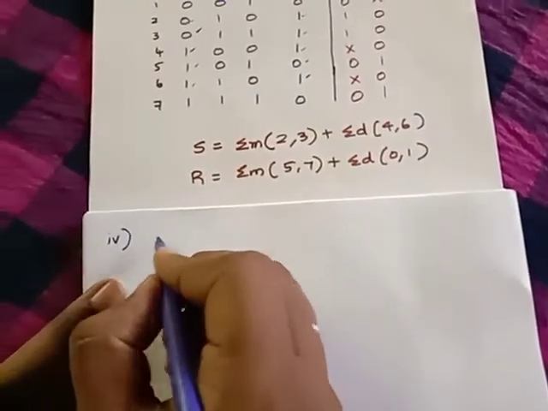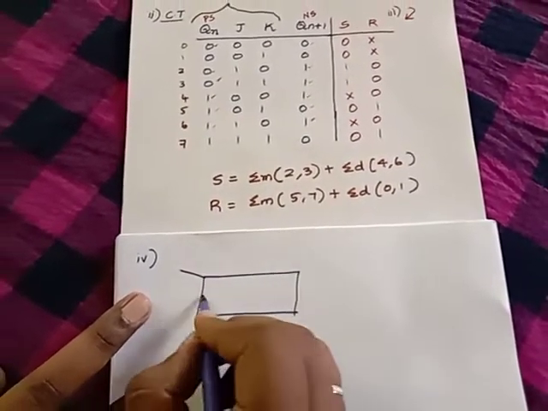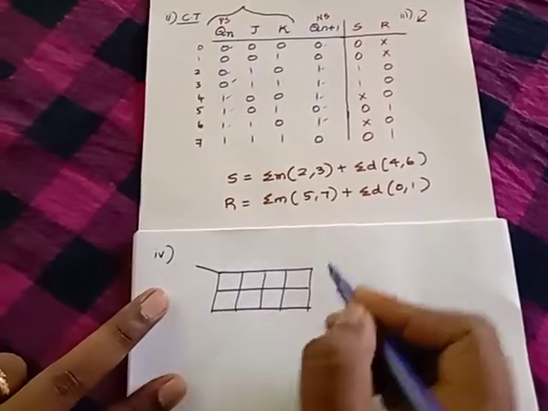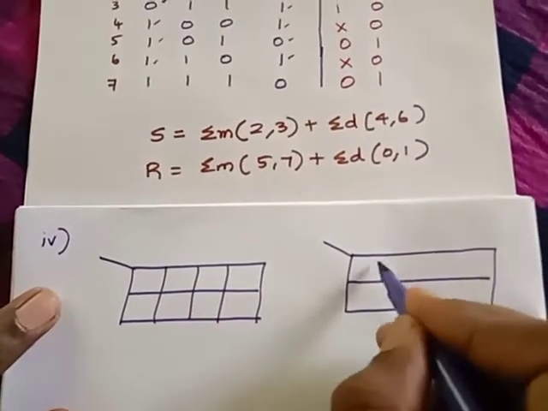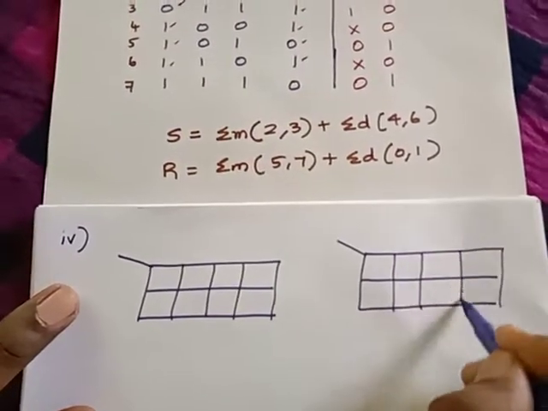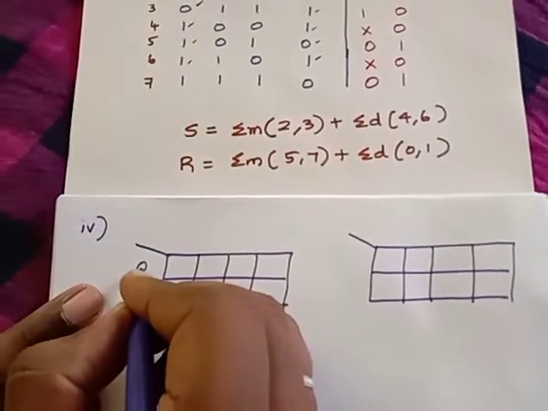Fourth step is you have to draw the K map. As I already told you, we have already got the min terms. So we'll draw first for S, it is like this. And this is I'm drawing it for your R. I'm not going to explain much about K map. I hope you have become well versed in this.